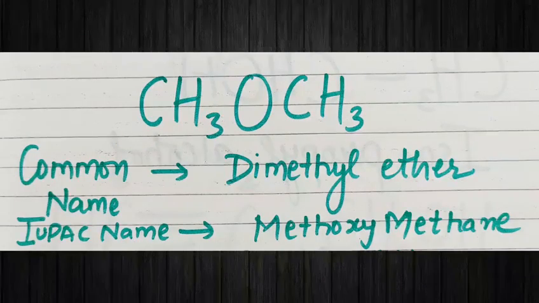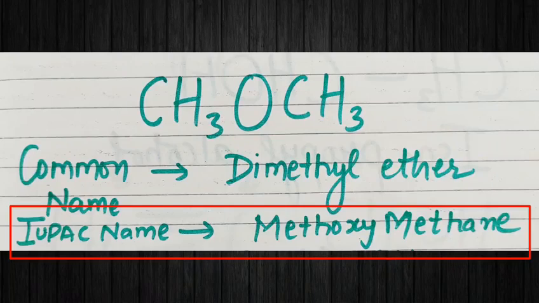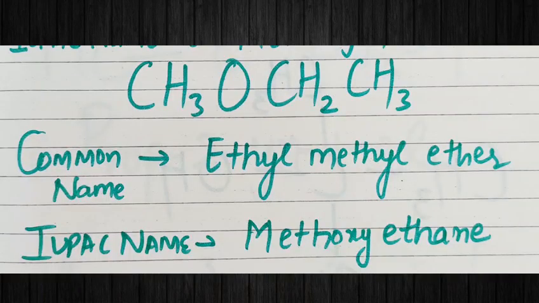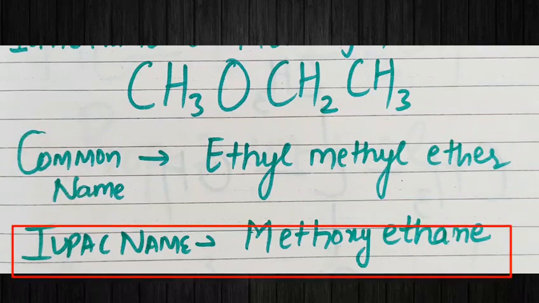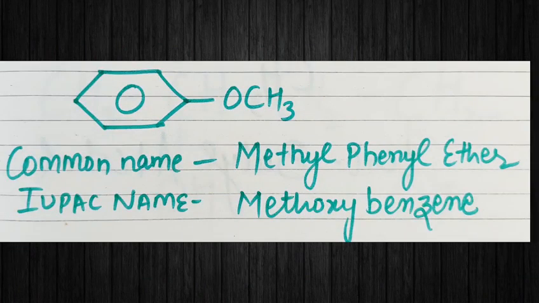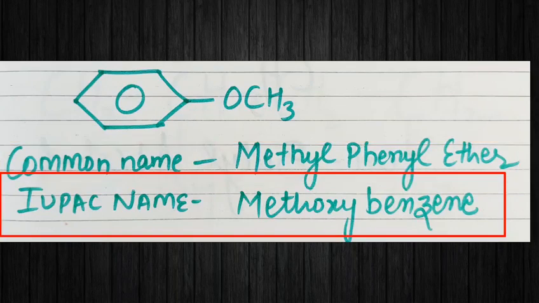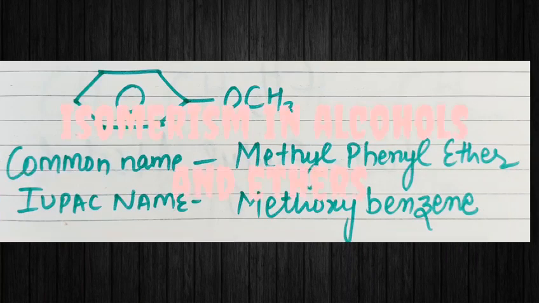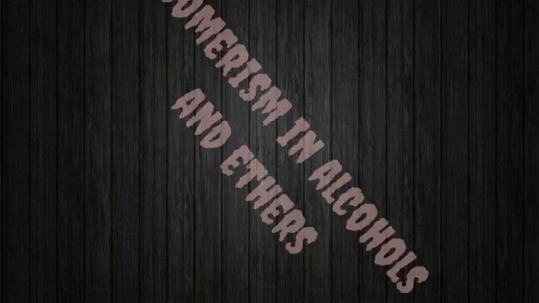So students, common name of this compound is dimethyl ether and IUPAC name is methoxymethane. And the common name of this compound is ethyl methyl ether and IUPAC name is methoxyethane. In the similar manner, common name of this compound is methyl phenyl ether and IUPAC name is methoxybenzene. Next, we will study about isomerism in alcohols and ethers.